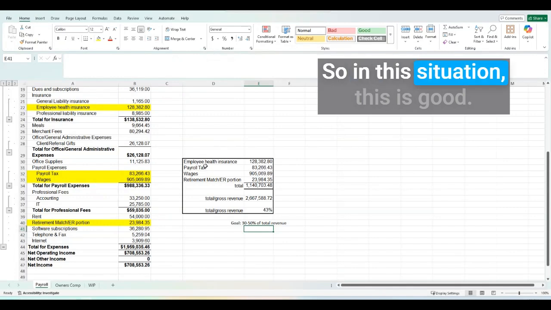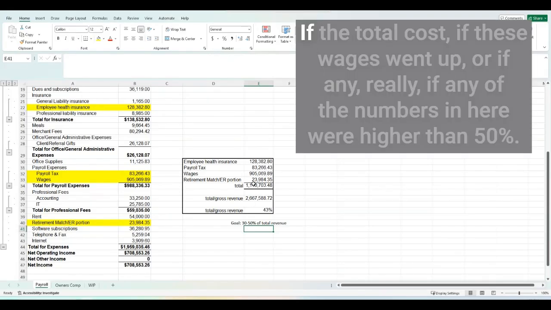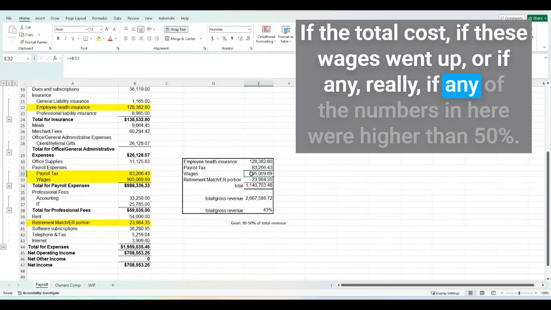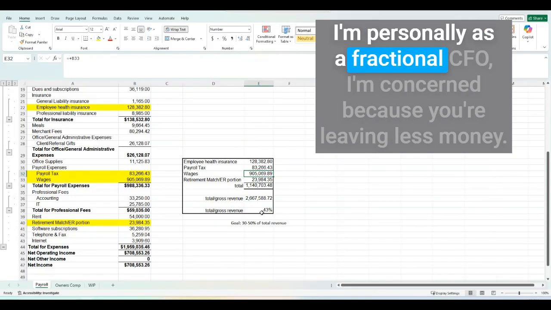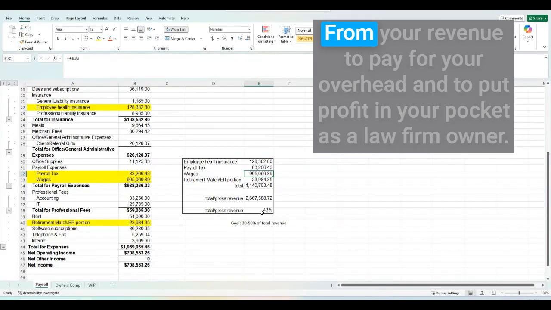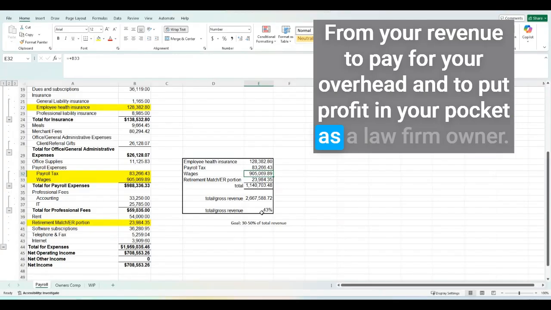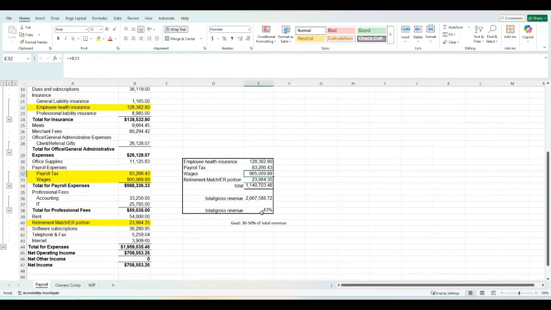So in this situation, this is good. If the total cost, if these wages went up, or if any of the numbers in here were higher than 50%, I'm personally, as a fractional CFO, concerned because you're leaving less money from your revenue to pay for your overhead and to put profit in your pocket as a law firm owner.